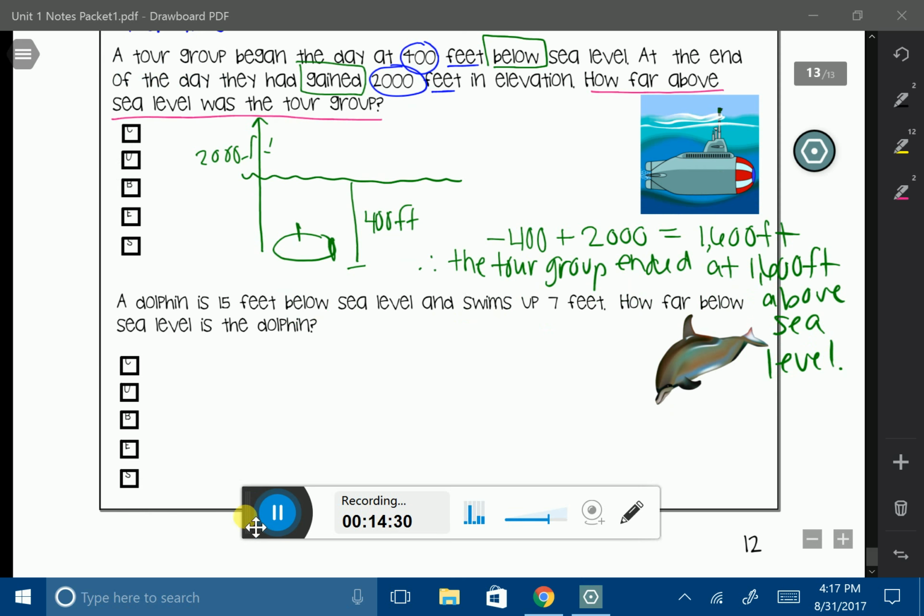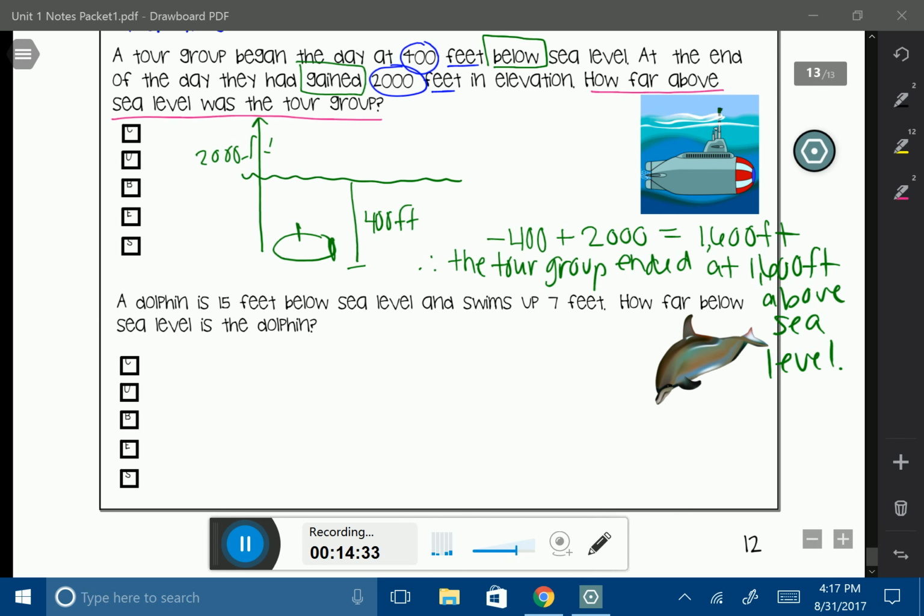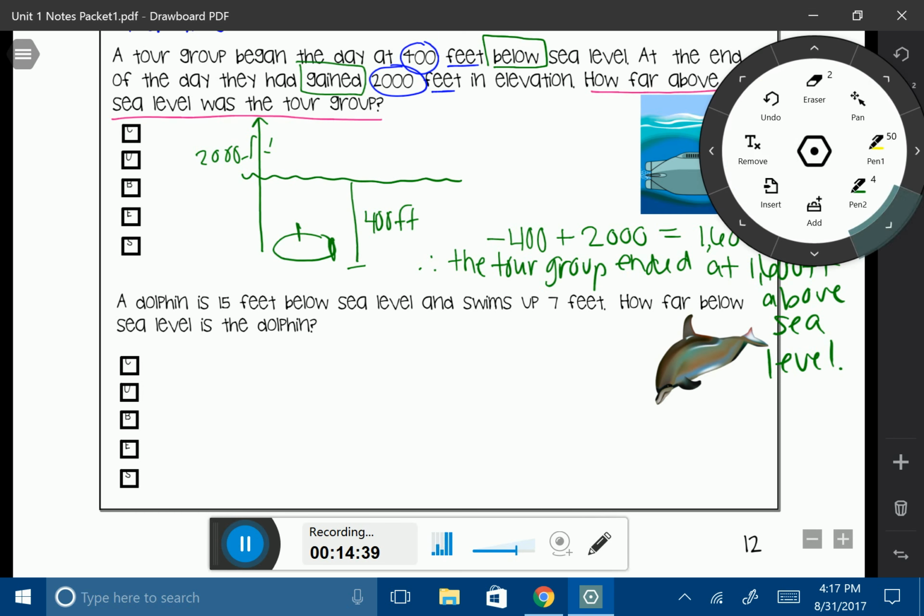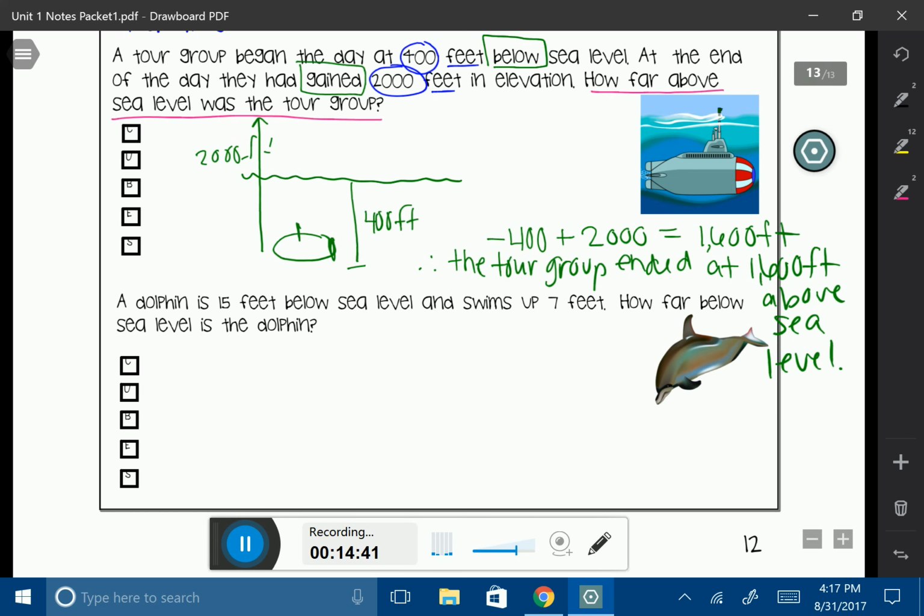All right, the last problem here is a question about a dolphin. A dolphin is 15 feet below sea level and swims up 7 feet. How far below sea level is the dolphin? All right, well, let's take a look. Feel free to draw your picture at any time. But I like to, if you see my little dolphin here, want to get him. Ooh, that's not a really good dolphin. Hopefully you can draw a better dolphin than I can. But I like to visualize what I'm actually talking about so I can solve the problem.